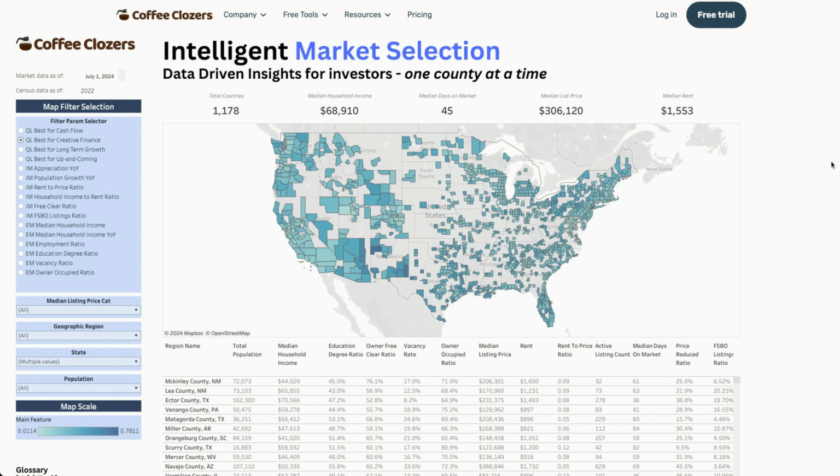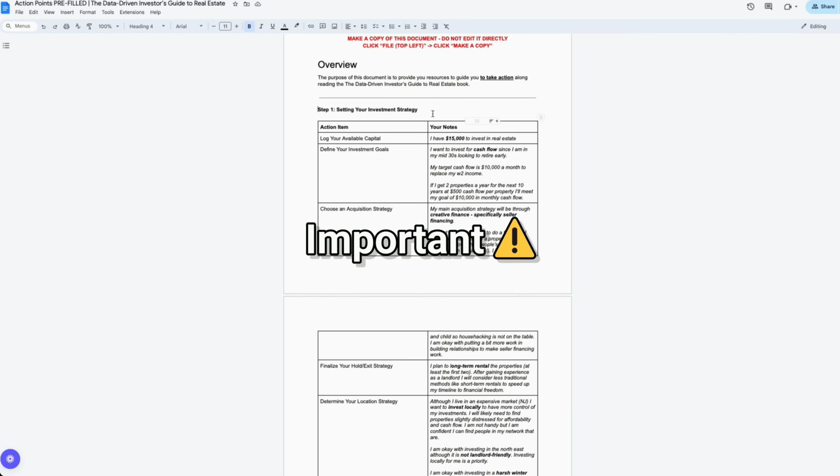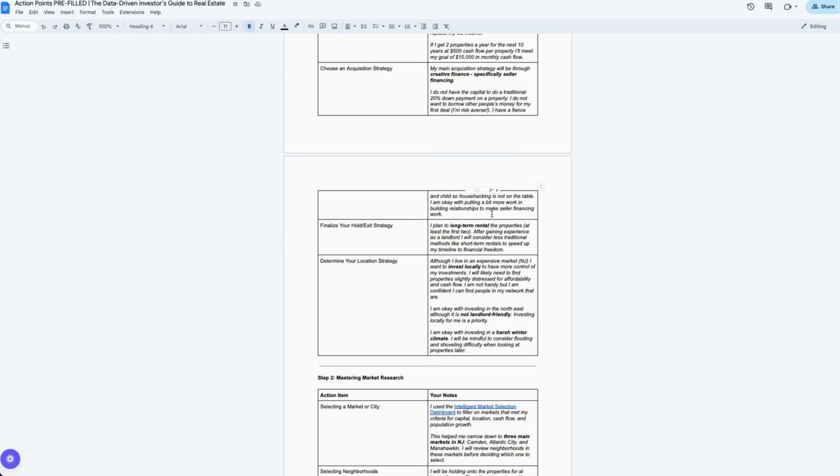All right, it is time. We are finally getting hands-on on how to choose a market, and the rest of this course, a lot of it will be hands-on as well. So if you haven't already, make sure you have your action points filled out, especially step 1, setting your investment strategy. This is going to be key in how we decide which metrics to look at for choosing a market.